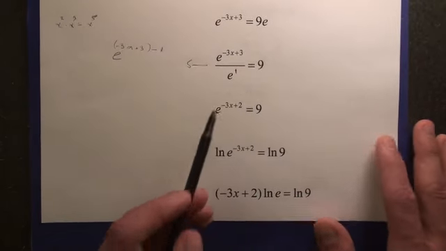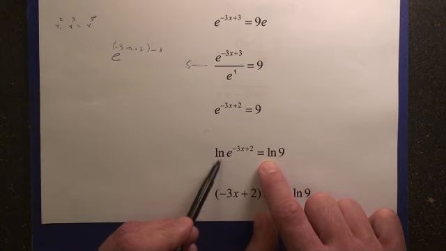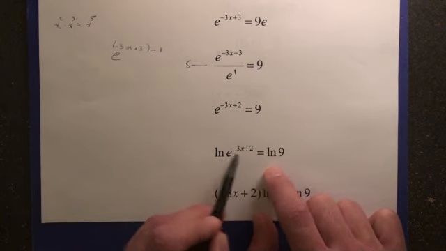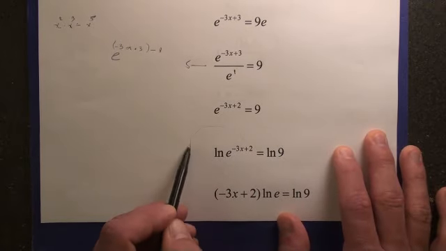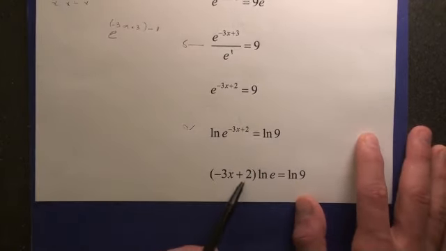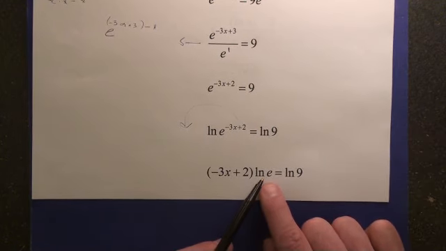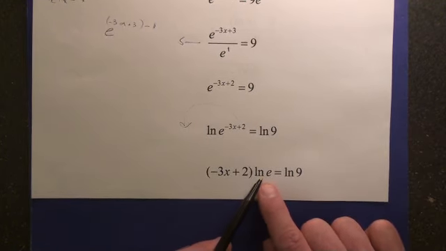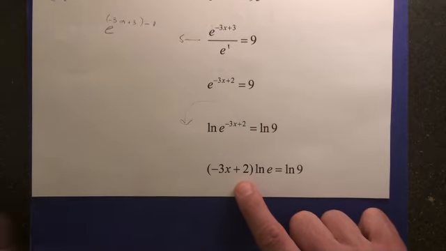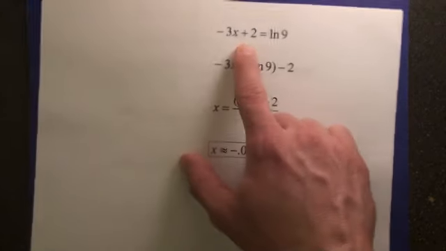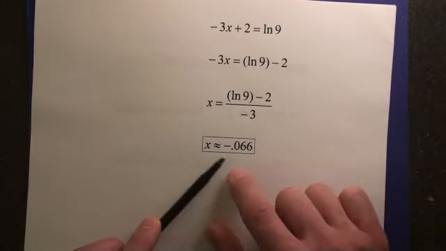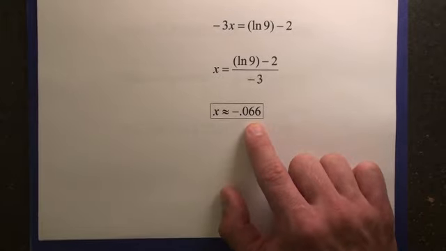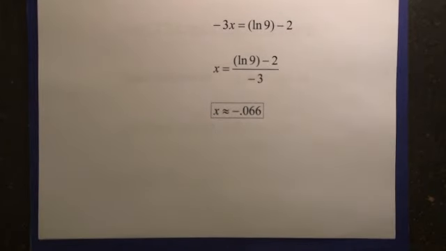Now, you take the natural log of both sides, and you get ln of e to the negative 3x plus 2 equals ln 9. Well, if you bring this exponent down in front, now you have negative 3x plus 2 times ln e. What's ln e? That's 1. So now you have 1 times all of this. That's going to bring you here. Then all you have to do is subtract 2 and divide by negative 3, and you get negative 0.066.